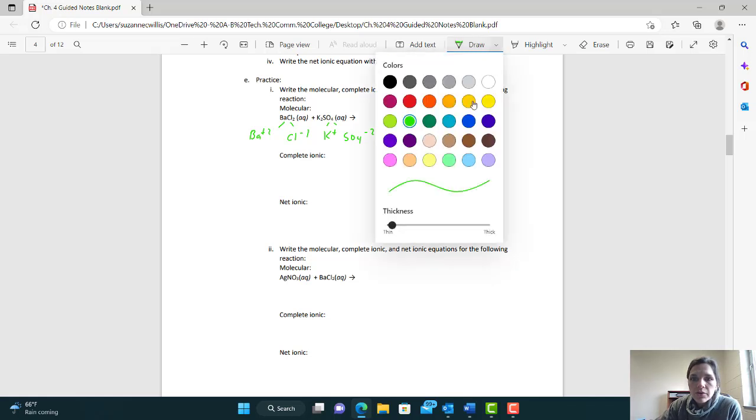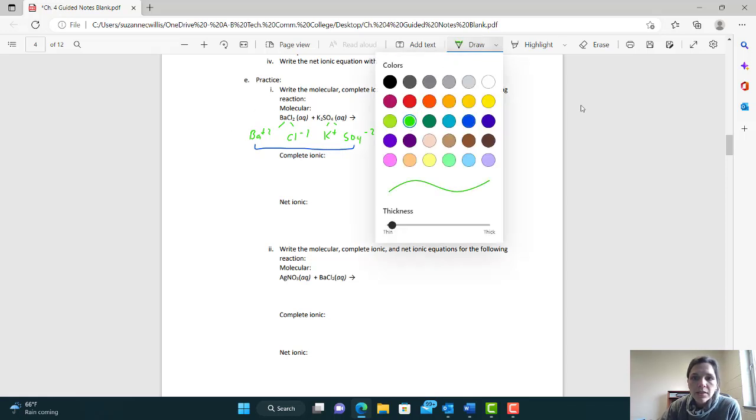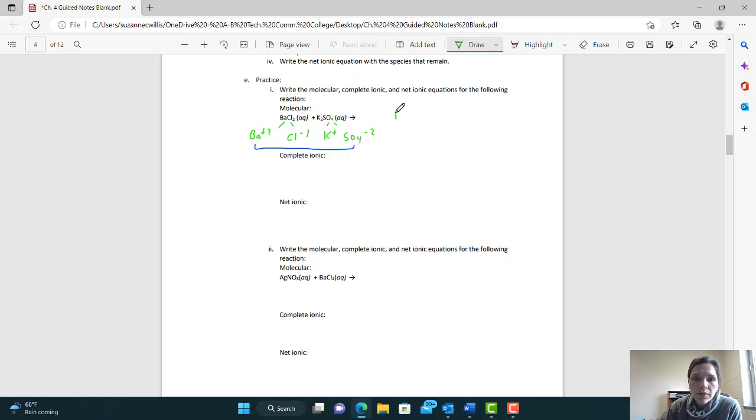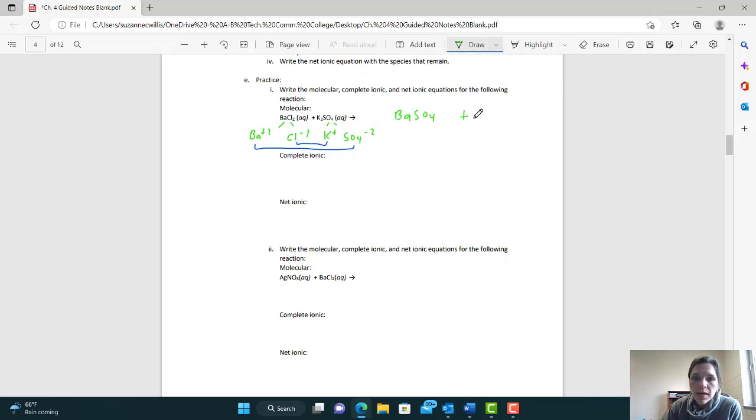And then you flip-flop. So who's going to go together? The barium and the sulfate. You see how it's a +2 and a -2? So +2 and -2 means they're going to cancel out. So one of your products is going to be BaSO4. Your other product will be K and Cl together. They're a +1 and a -1. So we will predict them to be KCl. Okay, that's the hardest part, I think.